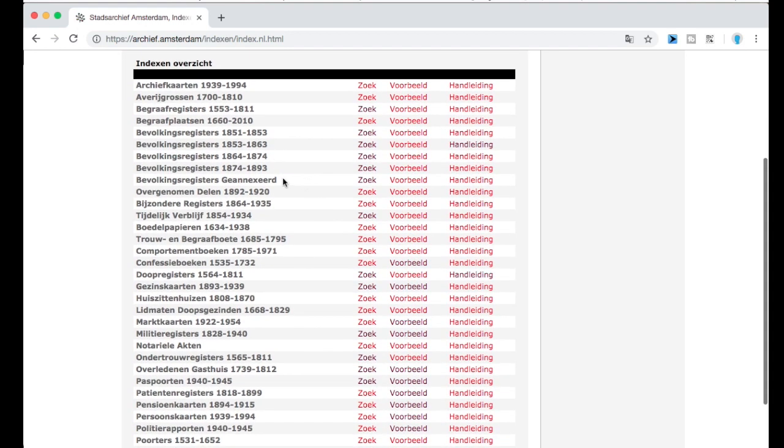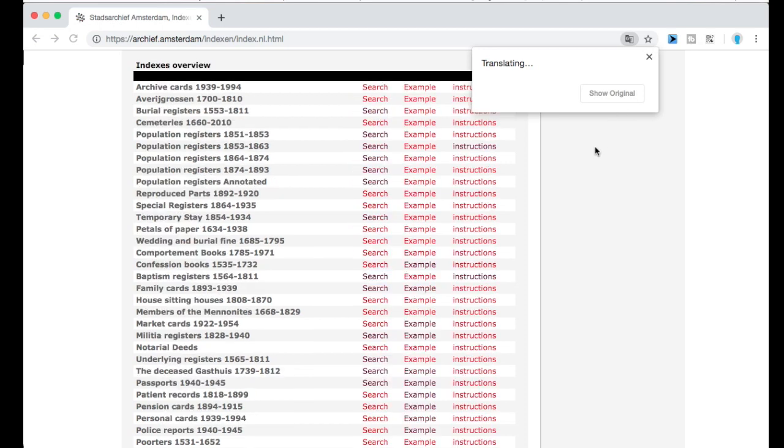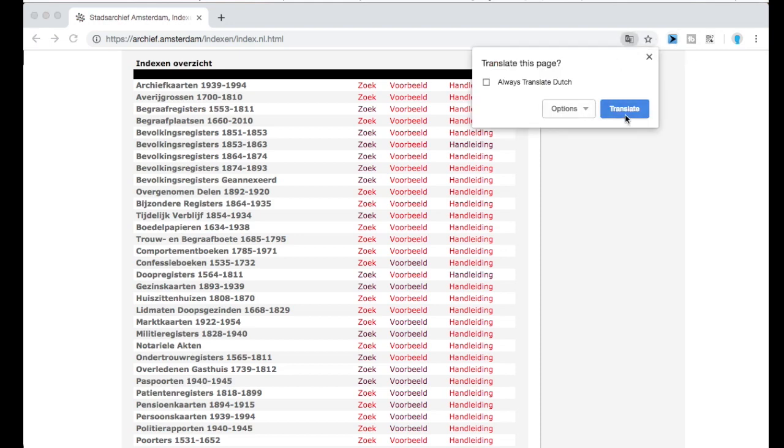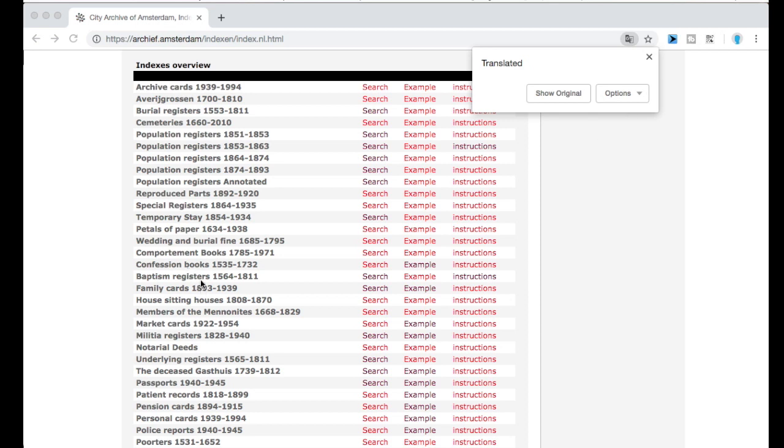The first piece will be the bevolking registers. Right there, which we're going to translate, and that basically translates to population registers. And the other thing that we're going to be looking at is the dope registers. Now, these are birth registers, so basically your birth records. And the dope registers will come up actually as baptism registers. And well, it does reference baptisms for a lot of people. It's not always going to be baptisms.